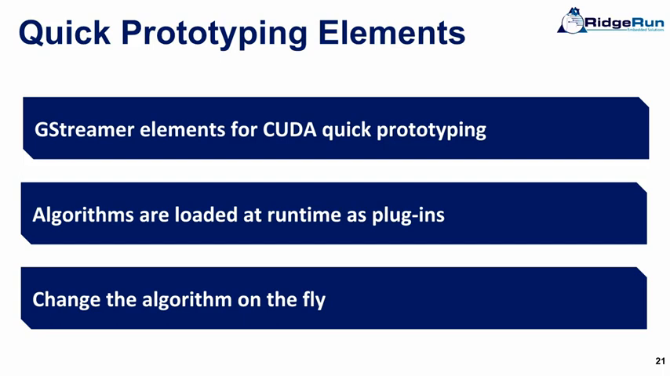The quick prototyping elements are capable of loading the GstCUDA algorithms as a shared object or plugin at runtime. Also, this offers the possibility to change the algorithm on the fly. For example, you can give your users a set of different algorithms for a specific purpose, and they can choose between the algorithms implemented in the application.